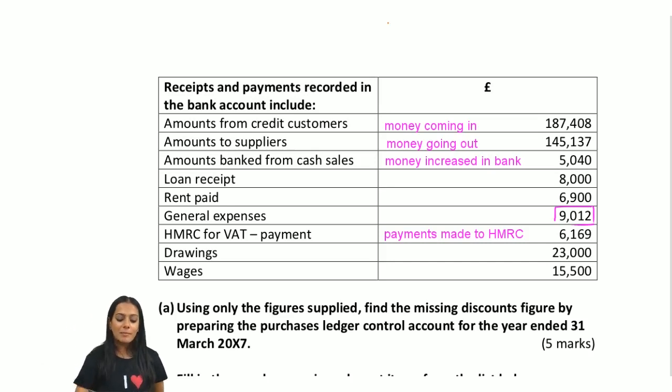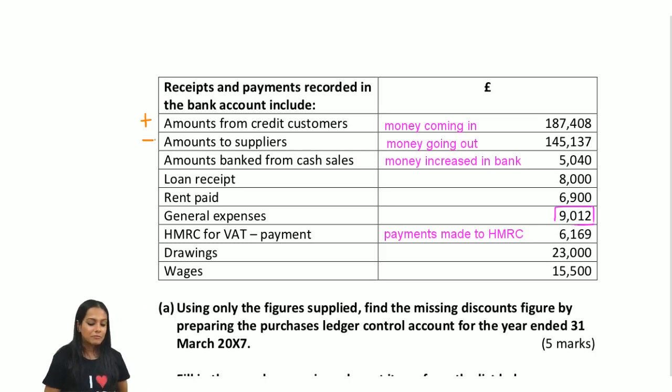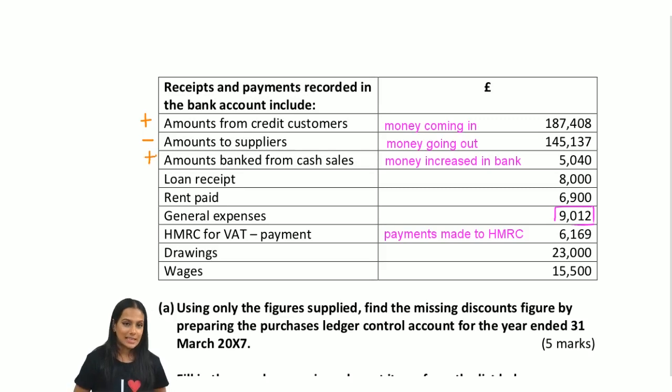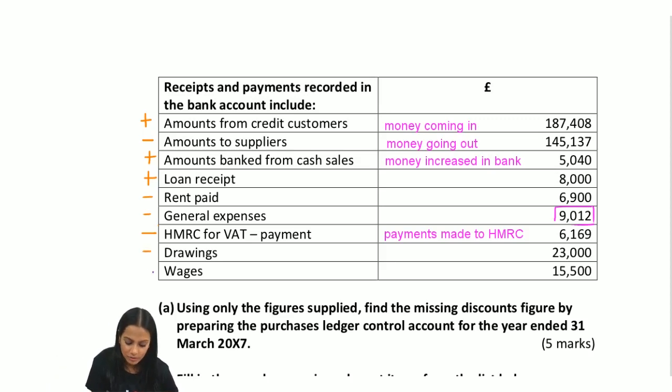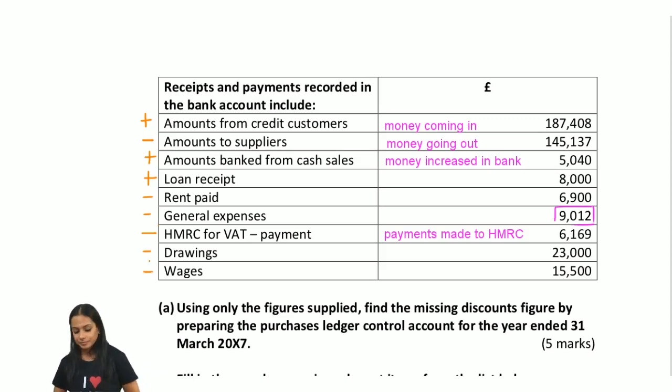So amounts from credit suppliers, this is money going into the bank. Amounts to suppliers is money leaving the bank. Amounts banked from cash sales, this is money increasing in the bank account. Loan receipt, this is money increased in the bank account. Rent paid, this is money leaving the account. General expenses, money leaving the account. HMRC VAT payments, this is again payments made, that's money being left. Drawings, money left. Wages, money left the account.